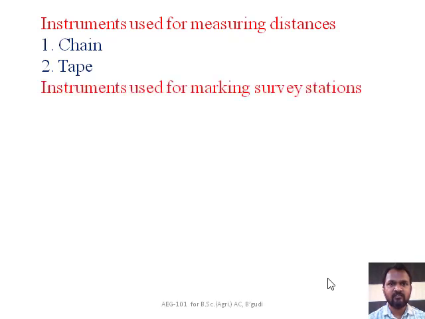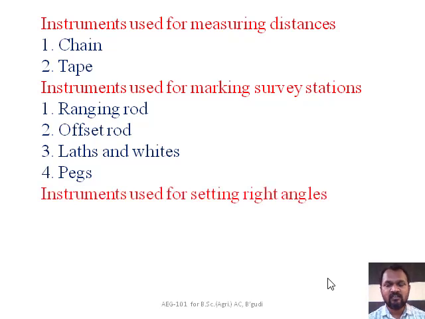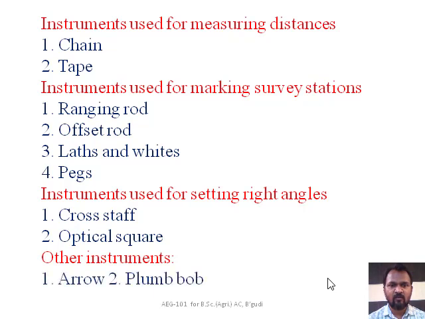Then the instruments which we are using for marking survey stations are ranging rod, offset rod, laths and voids, and pegs. Then we'll see instruments used for setting right angles, and those instruments are cross staff and optical square, and some other instruments we are using in surveying are arrow and plumb bob. All these instruments we'll discuss in detail one by one here.